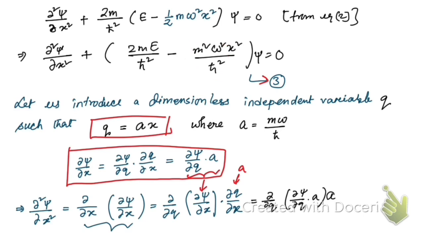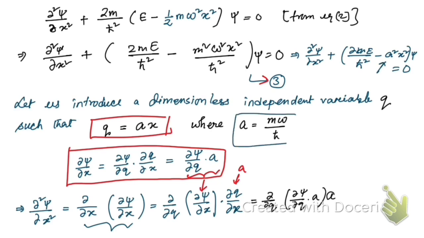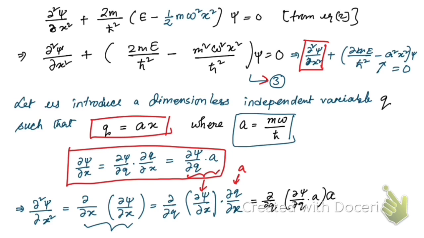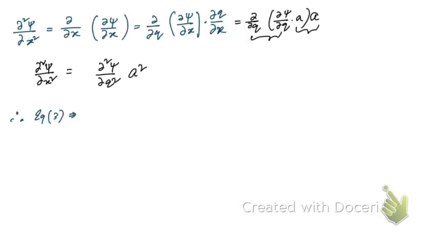So here you see, let me write here, since this equation can be written as the second order derivative of psi with respect to x plus 2me by h cut square minus a square x square psi is equal to 0, because the value of a is this one, so we have replaced this part by a square, right? So now this part of this equation will be replaced by this result, and this part will be replaced by q square, because q is equal to ax, right? And doing so, therefore equation 3 becomes of this form.